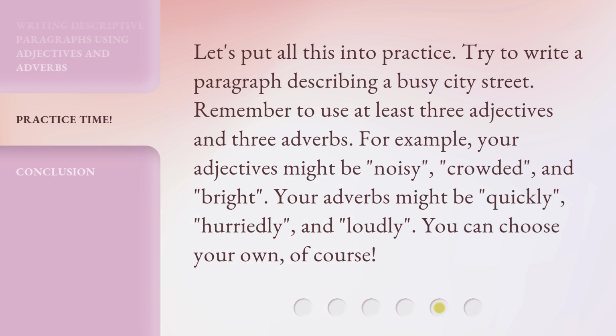Let's put all this into practice. Try to write a paragraph describing a busy city street. Remember to use at least 3 adjectives and 3 adverbs. For example, your adjectives might be noisy, crowded, and bright. Your adverbs might be quickly, hurriedly, and loudly. You can choose your own, of course.